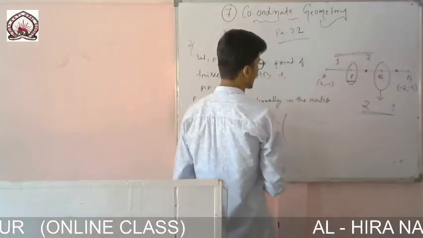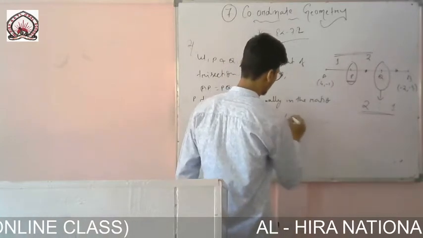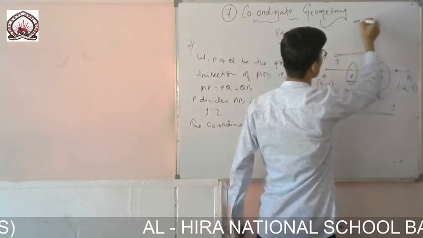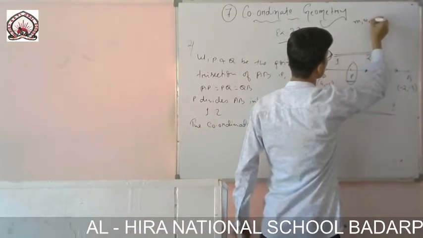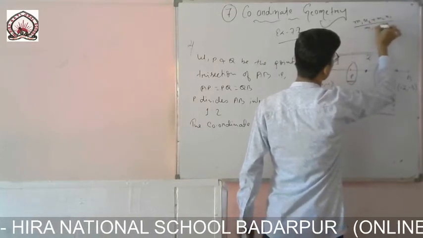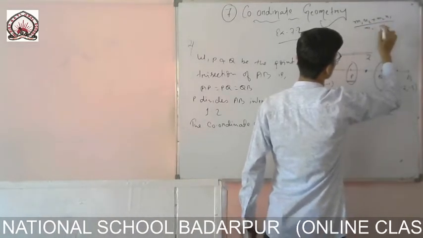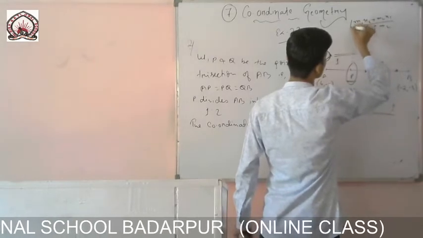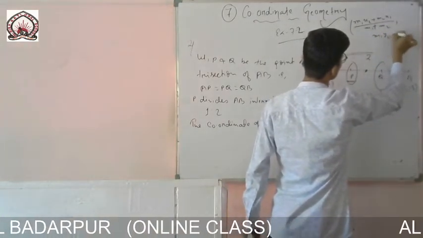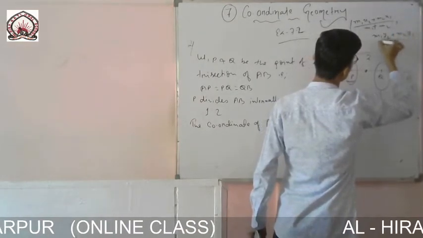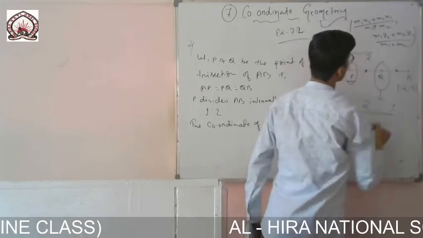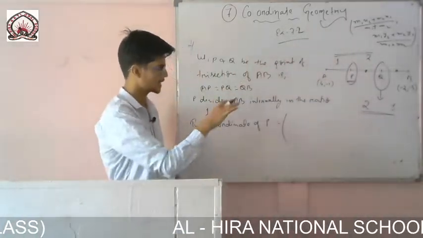Let me write the formula here so that you can see. The x coordinate is (m1 x2 + m2 x1) divided by (m1 + m2), and the y coordinate is (m1 y2 + m2 y1) divided by (m1 + m2). So these are the two coordinates. Directly now I will put the values.